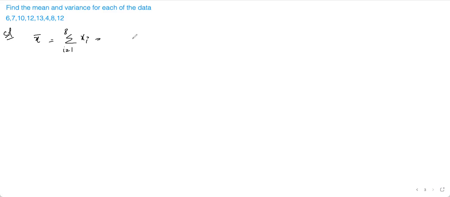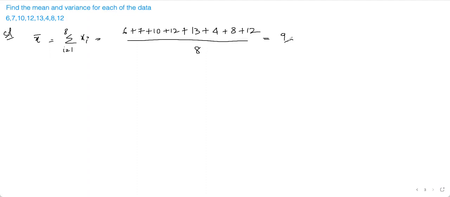So that is 6 plus 7 plus 10 plus 12 plus 12, 13, 4, 8, 12, divided by n, the number of these, which is 8. So which is 9. Now the following table is obtained here on xi and xi minus x bar.